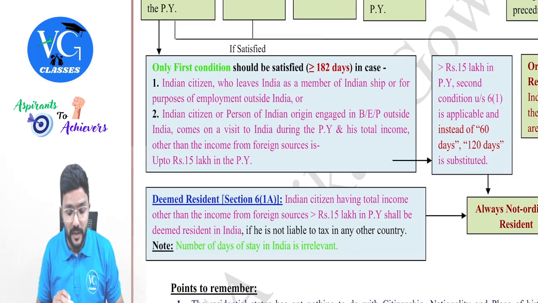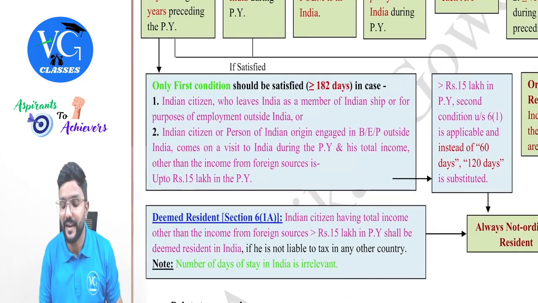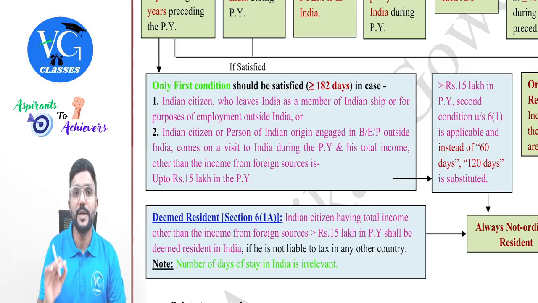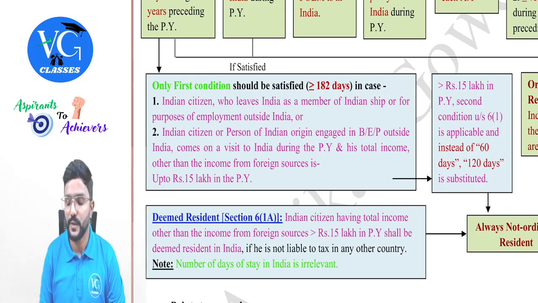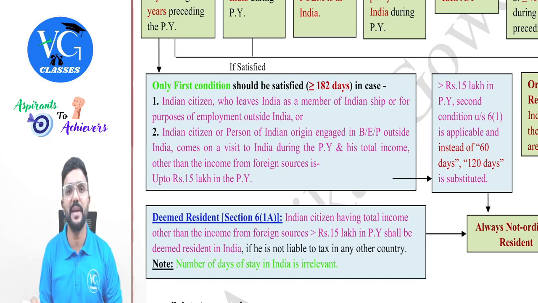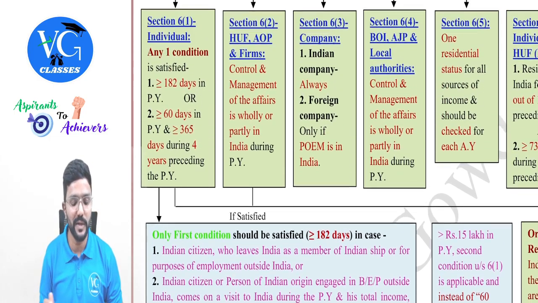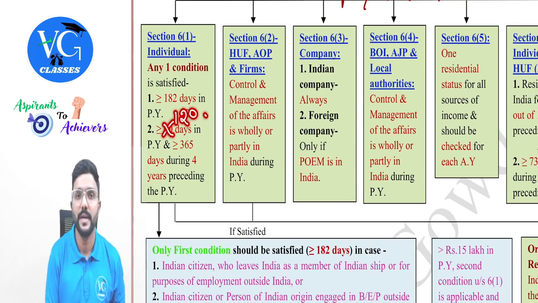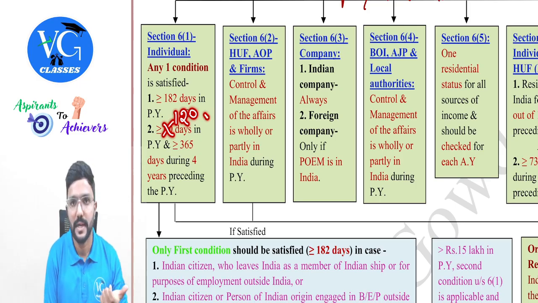Please be careful. Now, here it is up to 15 lakh, whereas here, if it is more than 15 lakh, let me read it. If the total income other than the income from foreign source is more than 15 lakh in the previous year, then second condition will be applicable, people. Second condition will be applicable, but instead of 60 days, it would be 120 days. That is the double. Clear?